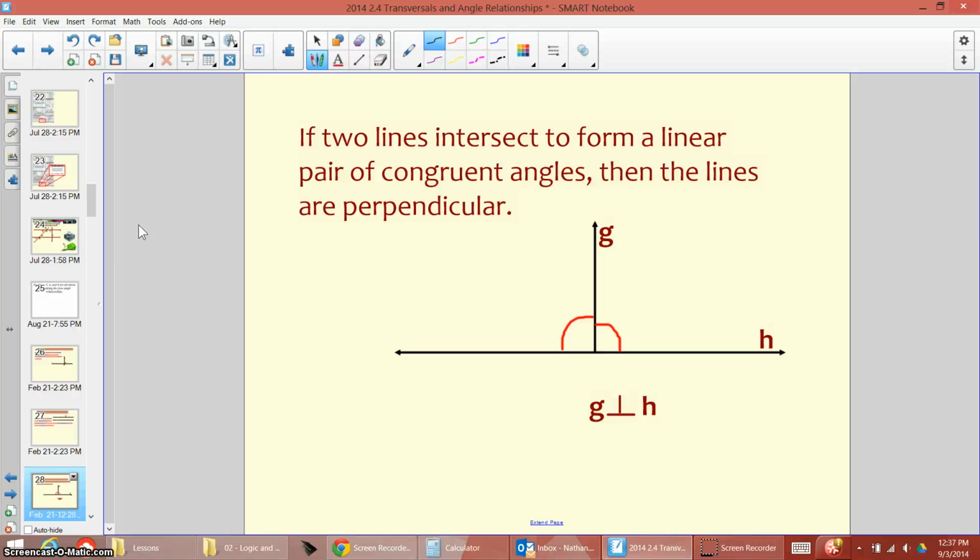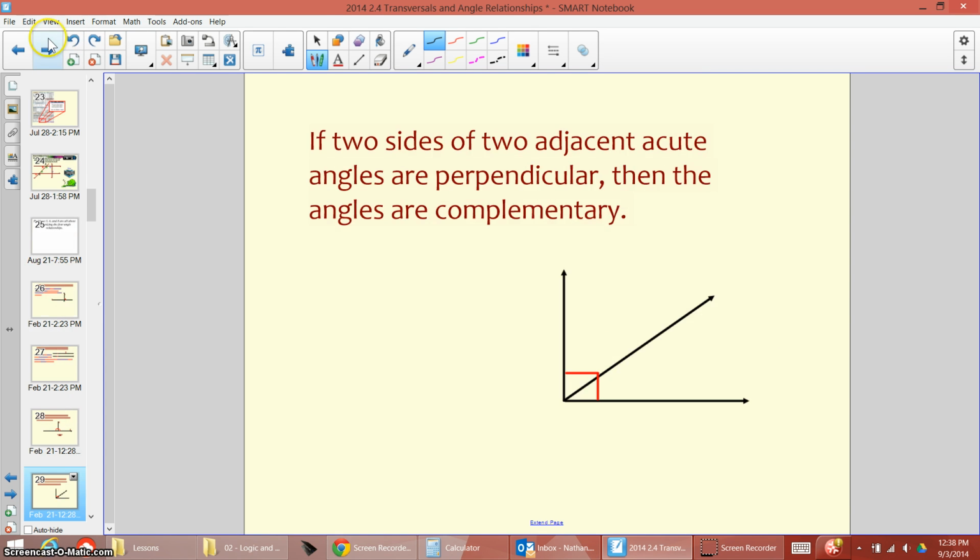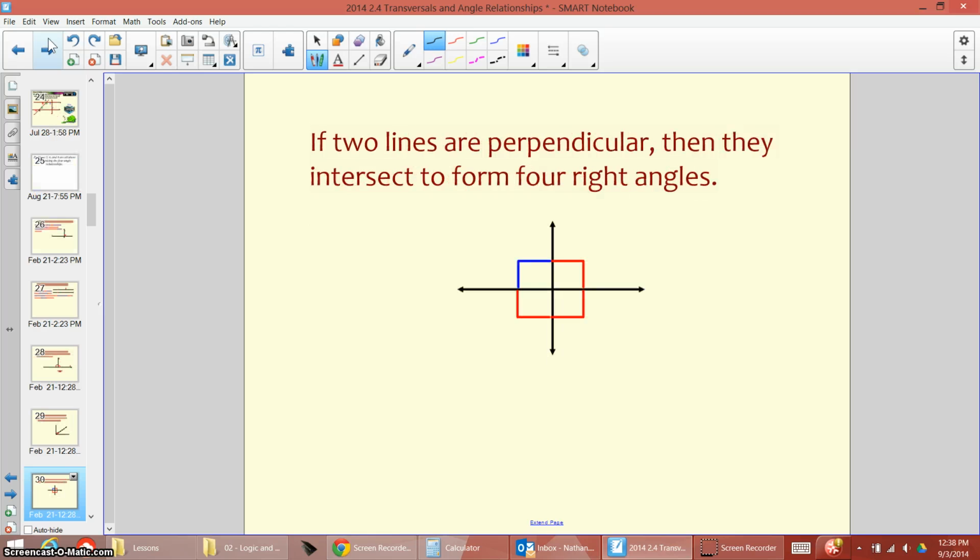Alright, right here. If two lines intersect to form a linear pair of congruent angles, then the lines are perpendicular. So right here, two lines intersect, G and H intersect, and they form congruent angles, which means this is equal to this. Then both of those values have to be 90 degrees, which is why we call them perpendicular. Okay, so if I have one 90-degree angle, then I actually have four 90-degree angles when I intersect them like that. That's basically what this is saying.